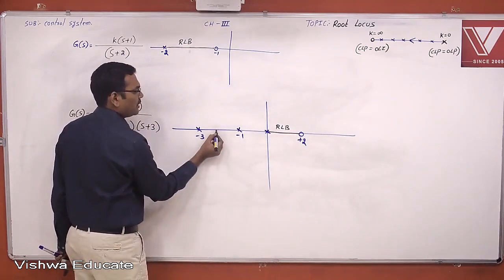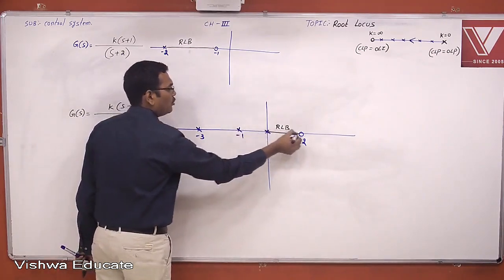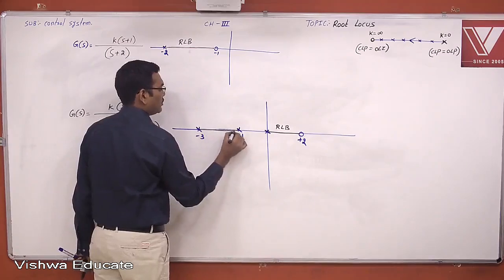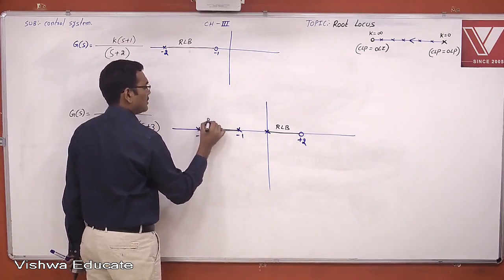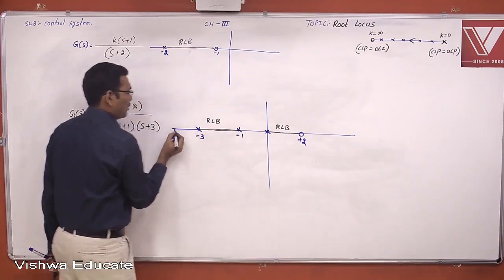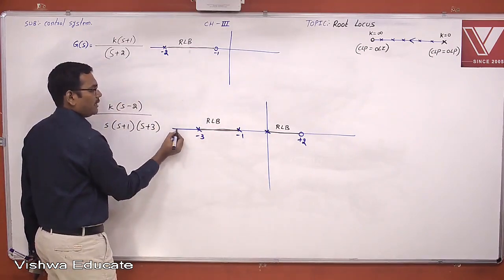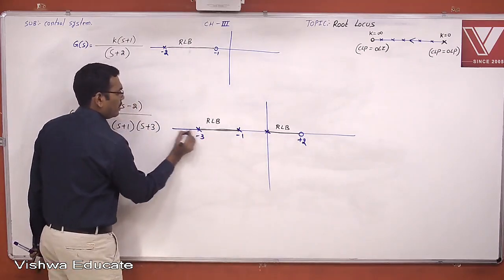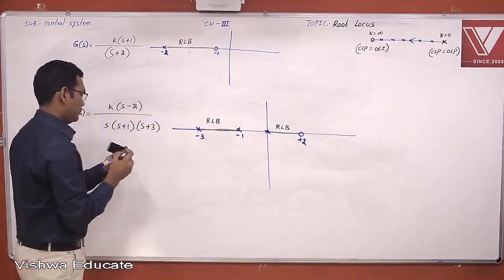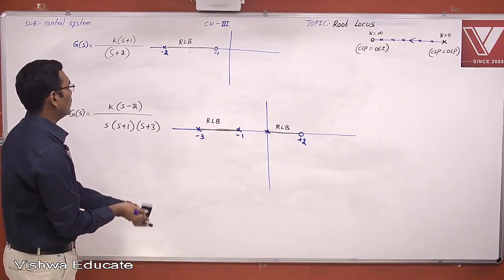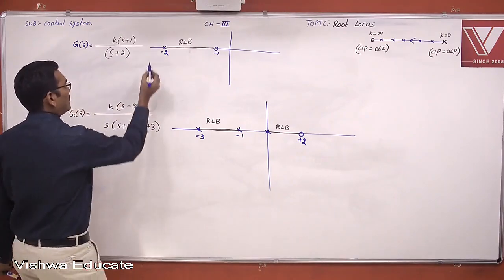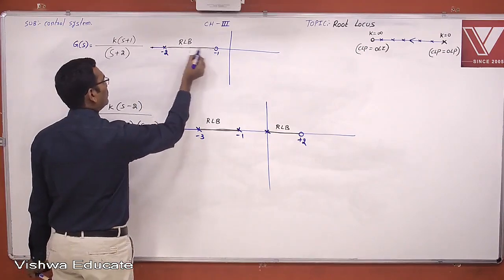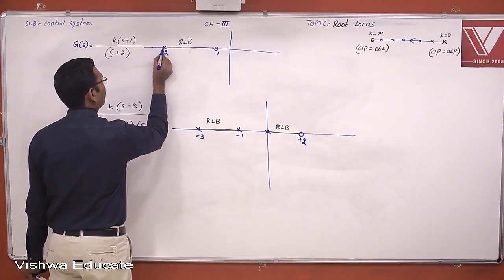Now if I put a point here, point right hand side, 1, 2, 3, total 3, an odd number, there is a root locus branch. Now this is the point. Now this point right hand side, 1, 2, 3, 4, even number, no root locus branch. Now this is the point. Point right hand side, 1, 2, even number, no root locus branch.